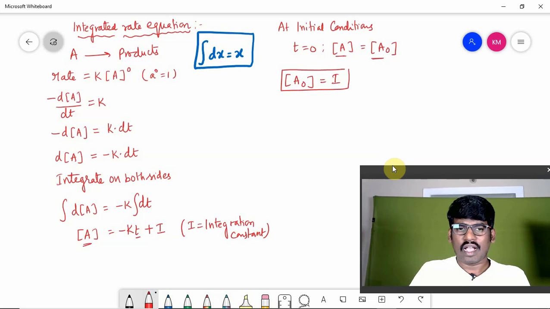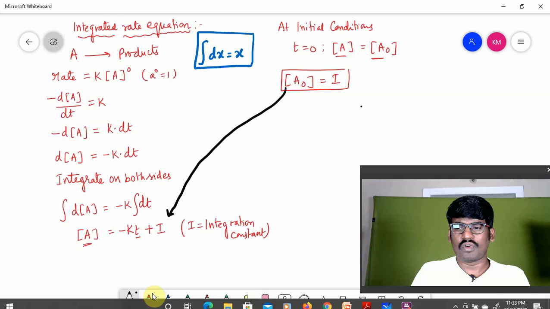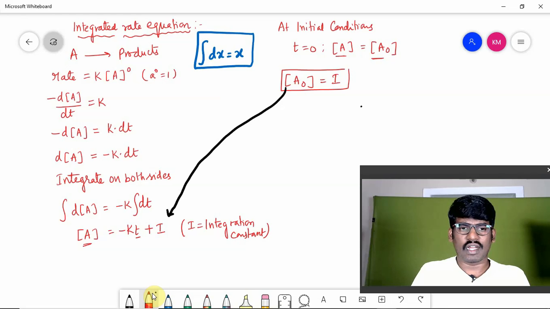Substitute I is equal to A naught in this equation. What you'll be getting, just check it. Concentration of A is equal to minus KT plus A naught. Hope you understand. Concentration of A will be equal to minus KT plus A naught. Then send that A naught to that side.